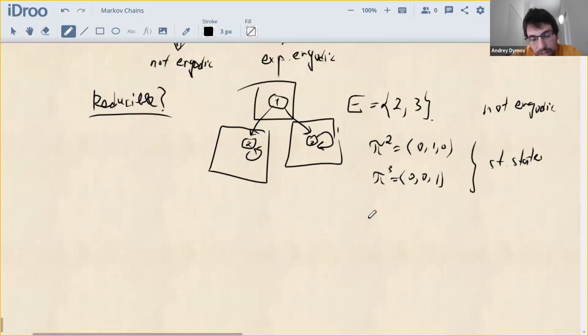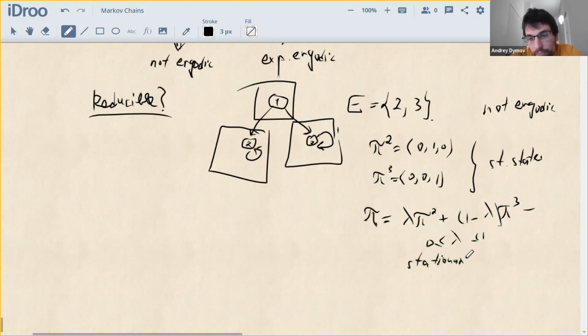So these are 2 stationary states. Are there other stationary states? Yes, any combinations. You take the convex hull of the set of these 2 stationary states. Just take lambda pi 2 plus (1 minus lambda) pi 3, where lambda is between 0 and 1. And this will also be a stationary state.